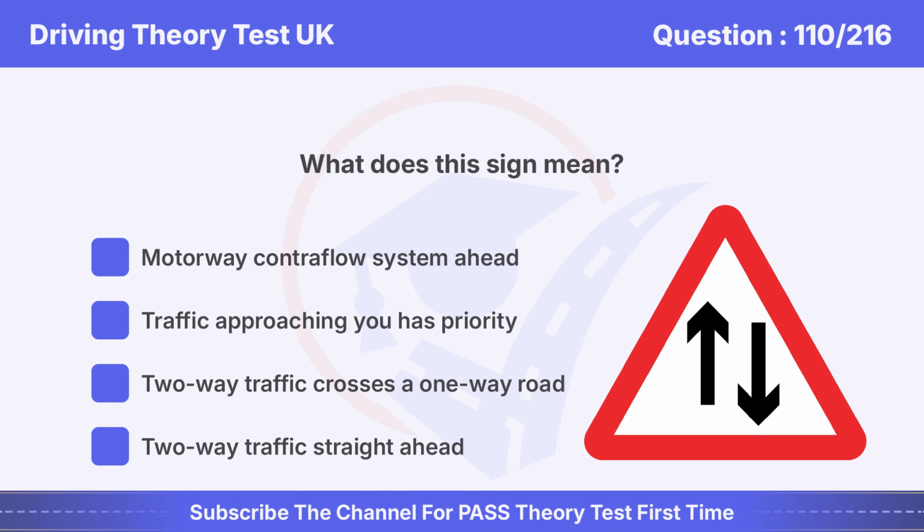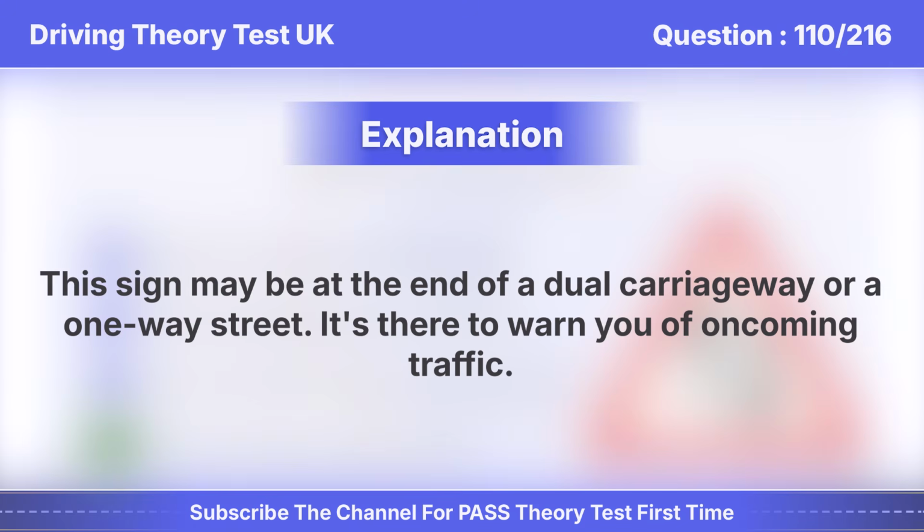Question 110. What does this sign mean? Answer is D. Two-way traffic straight ahead. This sign may be at the end of a dual carriageway or a one-way street. It's there to warn you of oncoming traffic.